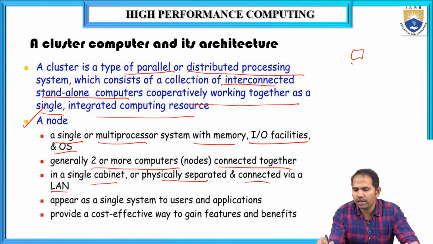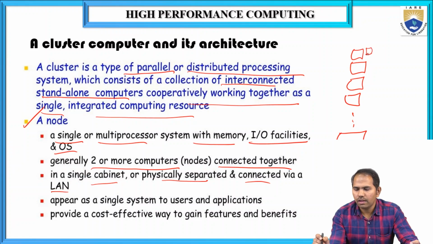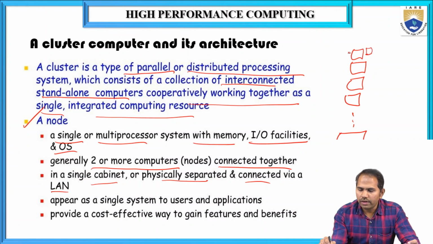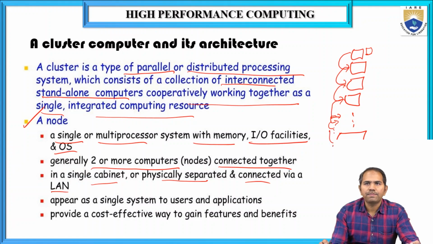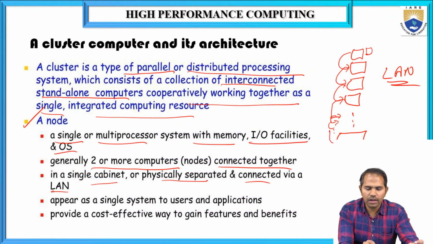For example, in a cluster system, assume we have 100 systems and each one is considered a system. Each node has to be connected with every other node through a LAN, a local area network, as well as high-speed networks. In a single cabinet or physically separated, all systems are connected via a LAN.